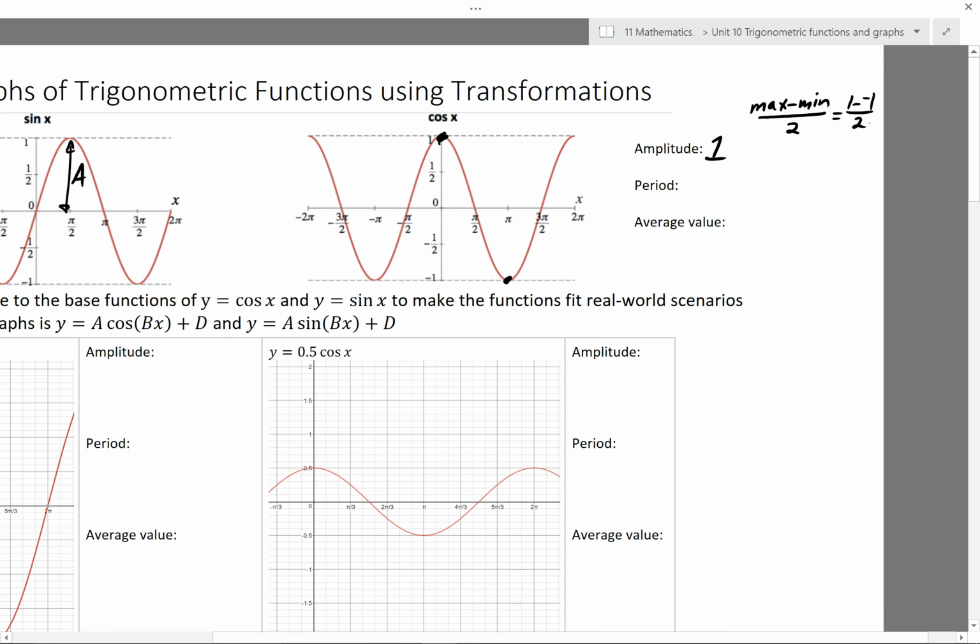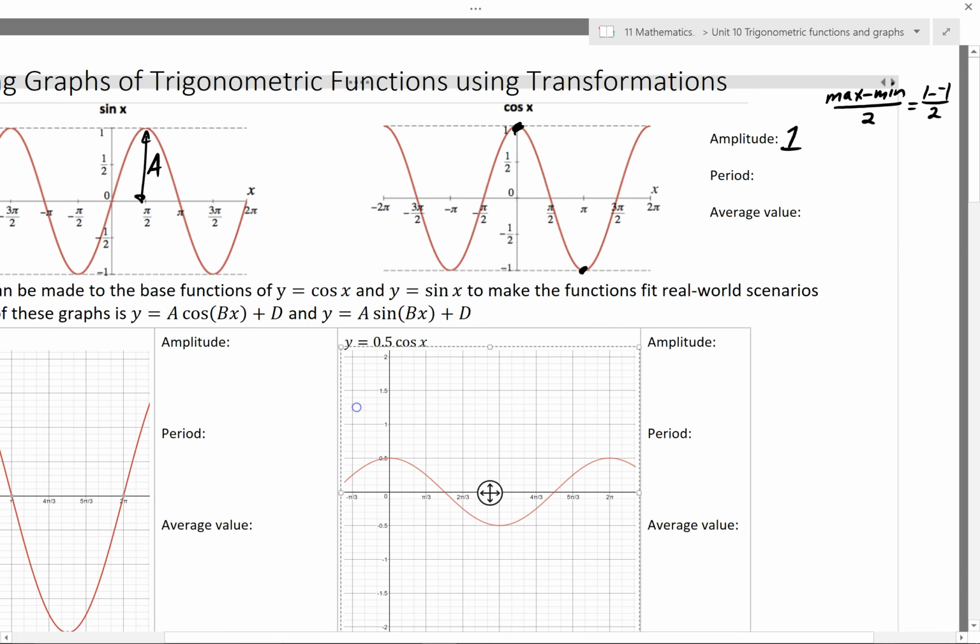I'll get my 1. In terms of the period, sometimes referred to as T, it is the distance between two corresponding points on the graph. So this distance here is my period. The period of both of these is 2 pi, and you'll get that just by inspecting the graph.